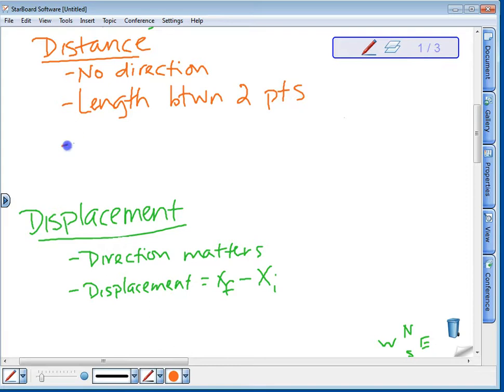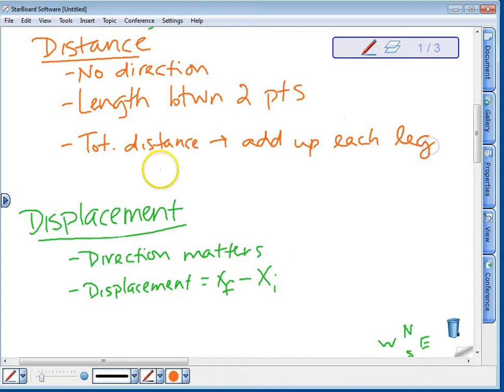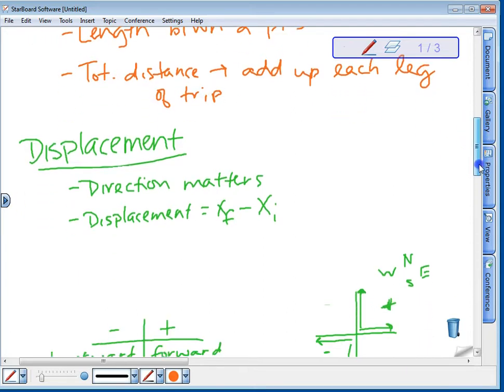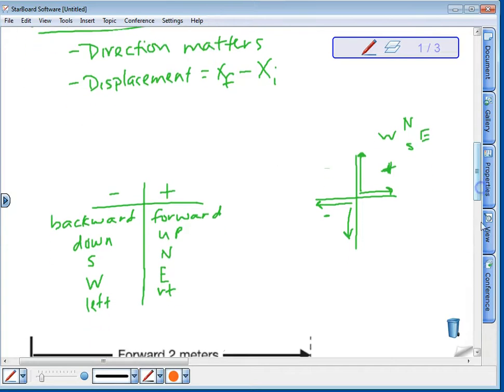To get a total distance, you would want to add up each leg of the trip. Okay? So let's look at some examples.